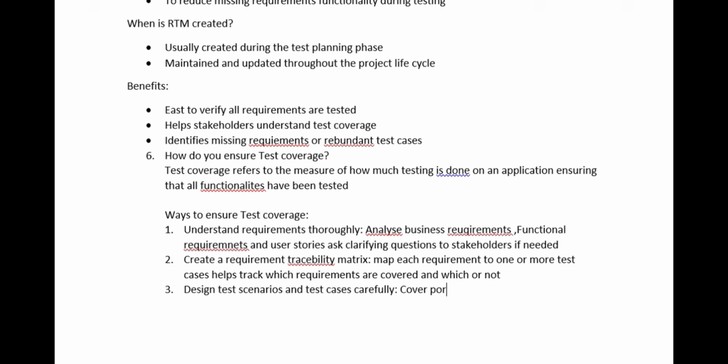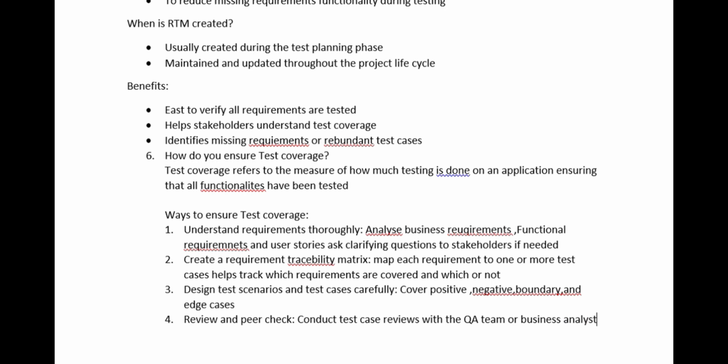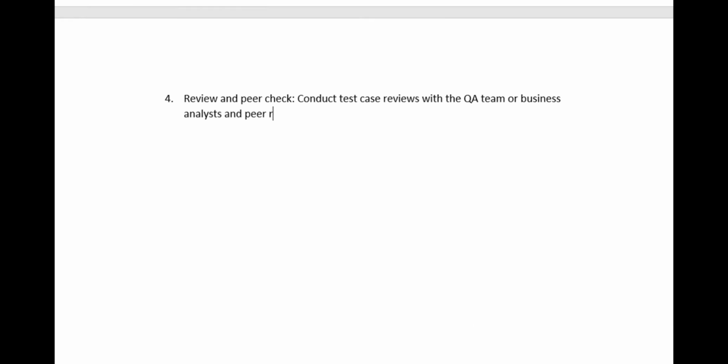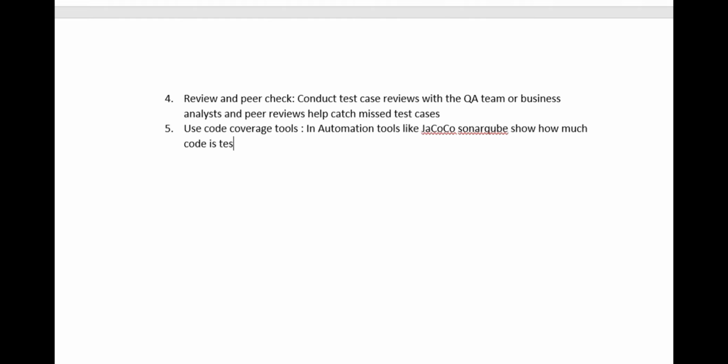Design test cases carefully. Cover positive, negative, boundary, and edge cases. Review and peer check. Conduct test case reviews with the QA team and business analysts, and peer reviews help catch missed test cases. Use code coverage tools in automation tools like JaCoCo, SonarQube, to see how much code is tested. Next one, perform exploratory testing.